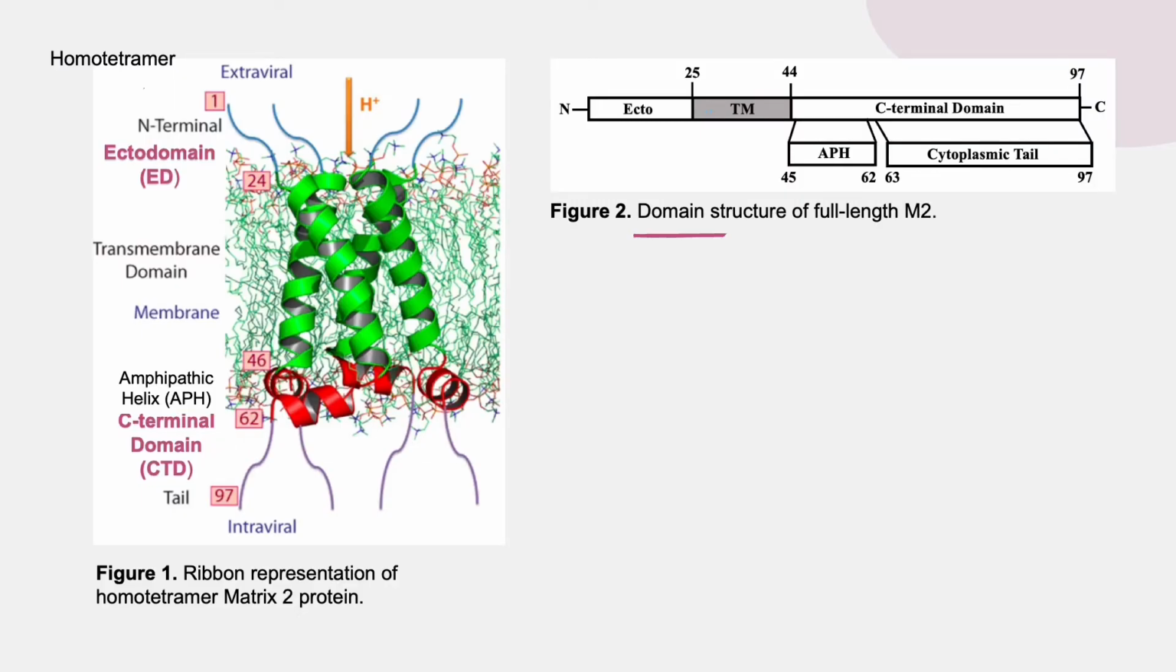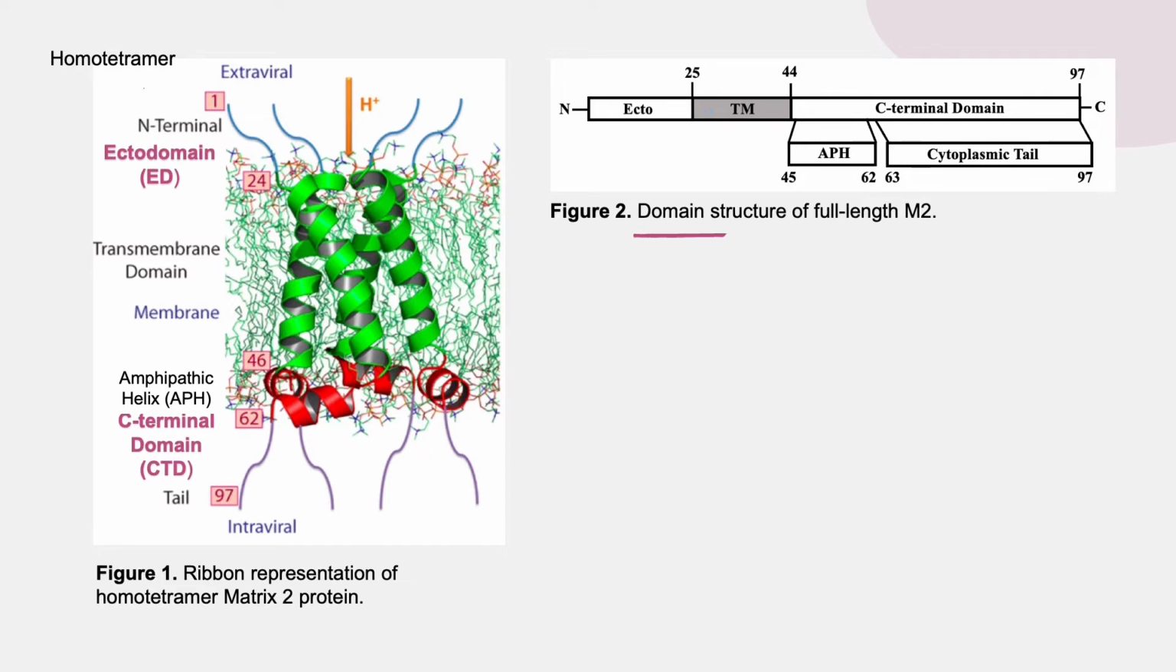The matrix 2 protein of the influenza A virus is a homotetramer protein. It is integral in the envelope at the surface of the infected cell, where it forms a pH-gated proton channel. Each M2 subunit has 97 residues, consisting of the extracellular domain ED, residues 1 to 24, the transmembrane domain TM, residues 25 to 43, and the C-terminal domain CTD, residues 44 to 97.